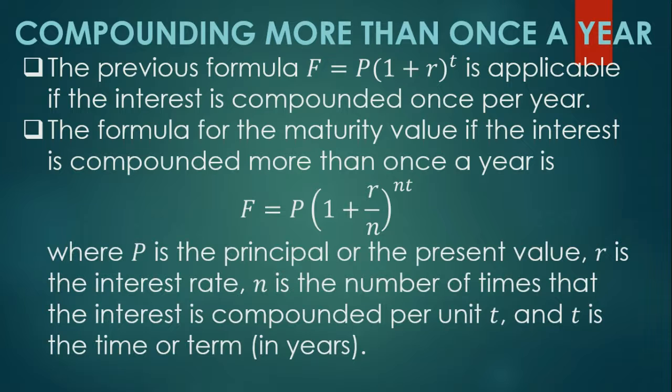So, where P is the principal or the present value, R is the interest rate, N is the number of times that the interest is compounded per unit T, and T is the time or term in years. Okay?